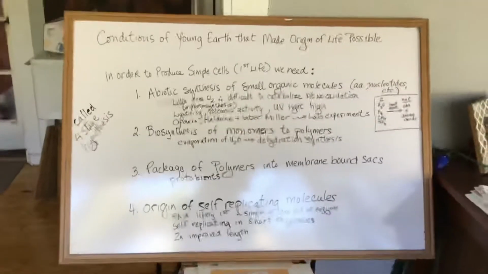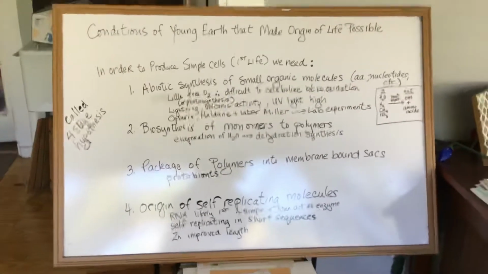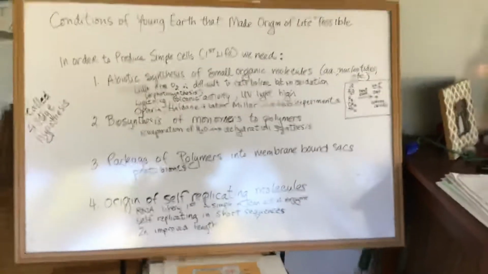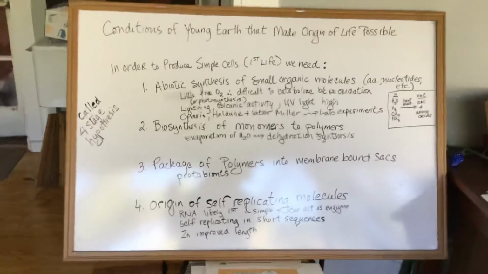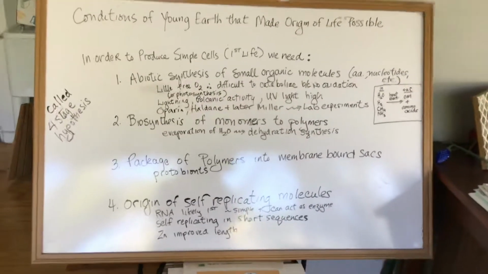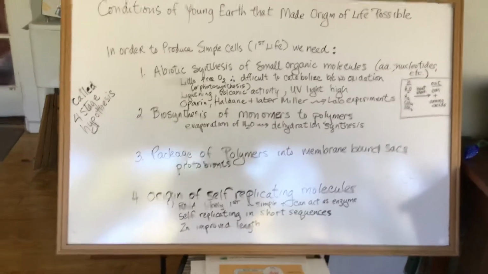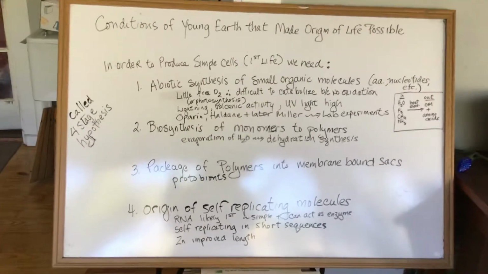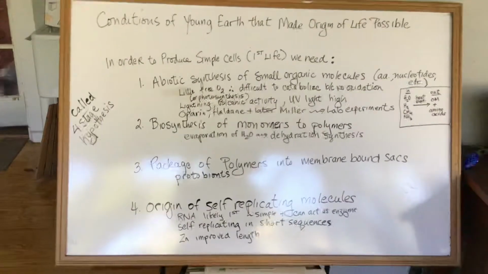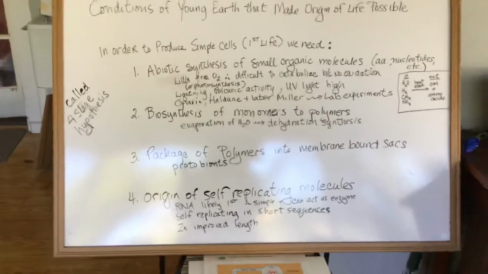Okay, so this lecture is on the conditions of the young Earth that would make the origins of life possible. So it's basically how was the Earth able to produce the first single cells? If you remember from Core 1, cells are made up of phospholipid bilayers that have water on the inside of them and water on the outside, and the water on the inside has molecules. But the other thing that makes them life is that they have self-replicating molecules, therefore the organism itself, or the cell itself, can reproduce.